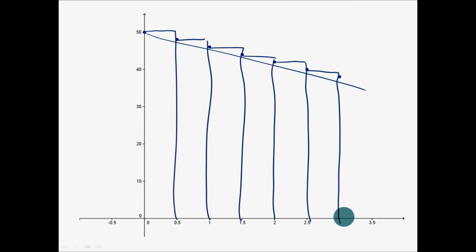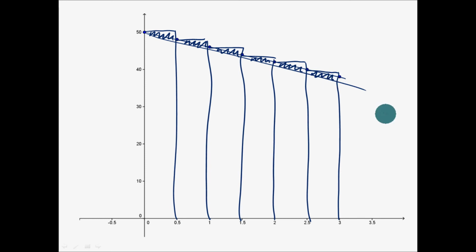Okay, do you see how these rectangles all extend above? I'll try to draw better this time. All extend above that line. So that means this left rectangle approximation method is going to be an overestimate because the rectangles include these areas which are really not underneath the curve. Okay, and so that's going to be an over-approximation.